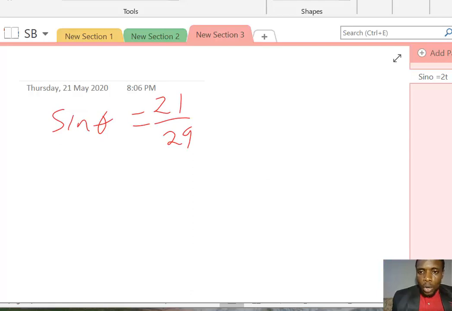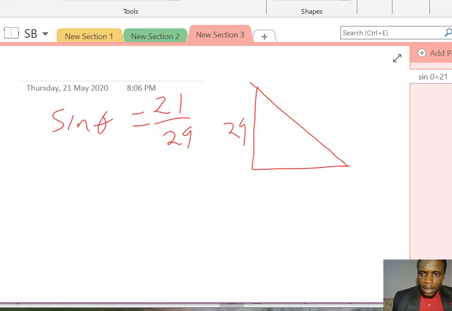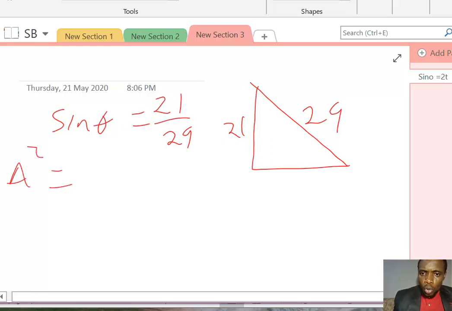So sin theta equals 21 over 29. If you remember, we said sin theta is opposite over hypotenuse. So if you draw the triangle, the opposite is 21, and the hypotenuse is 29. By Pythagoras theorem, if you look for the other side, the adjacent square will be equal to hypotenuse square, 29 square, minus opposite square, 21 square.